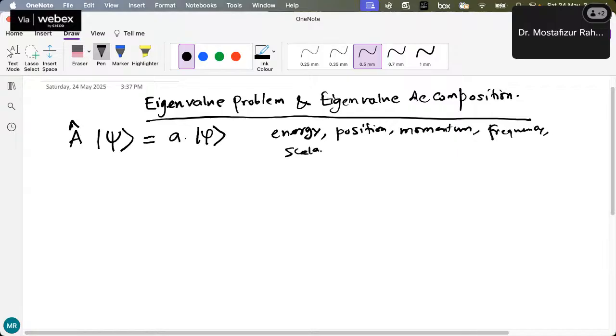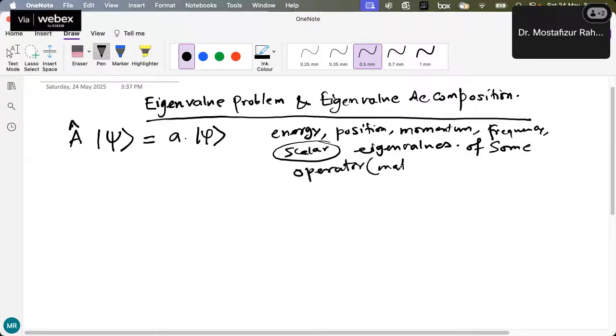scalar quantities. I won't say scalar quantities. They are in fact eigenvalues. They are the eigenvalues of some operator. Of some operator. So an operator is basically a matrix. Of some operator, right? Which acts on the wave function that describes the quantum mechanical phenomena.